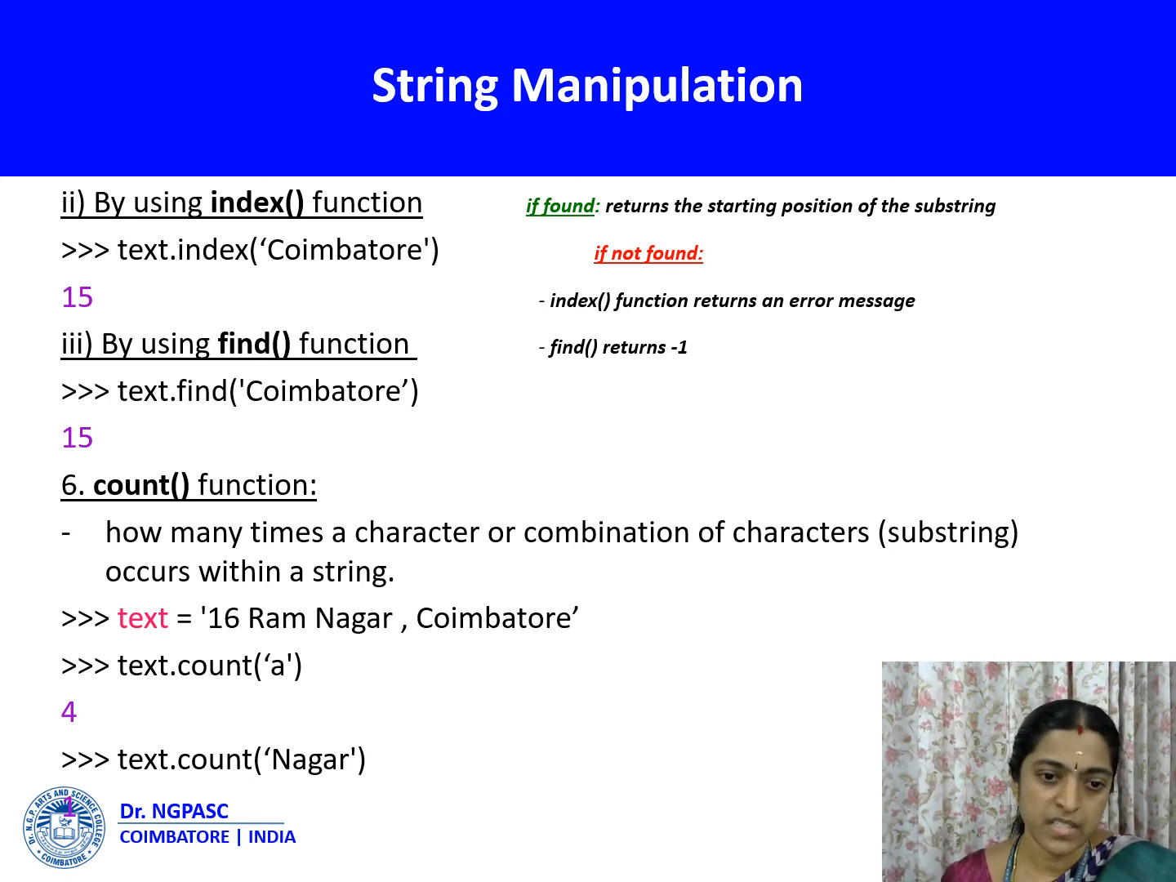So here, text is equal to 16 Ramnagar Coimbatore, the value being initialized to the text variable, and here text.count of A. Here I am going to count the occurrence of A in this text. So the number of occurrences of A is 1, 2, 3 and 4. So the answer 4 is being written. The next example is text.count of Nagar. Here I have counted a single character, and now I am going to count the occurrence of a substring. So here I am going to count the presence of Nagar. Nagar is present only once, so it returns the value 1.